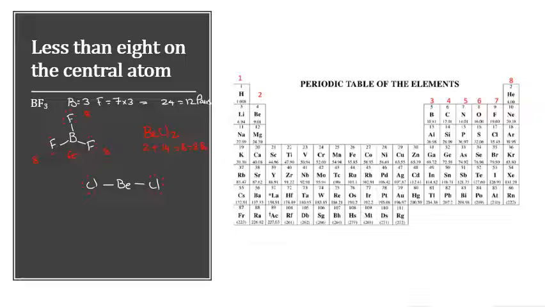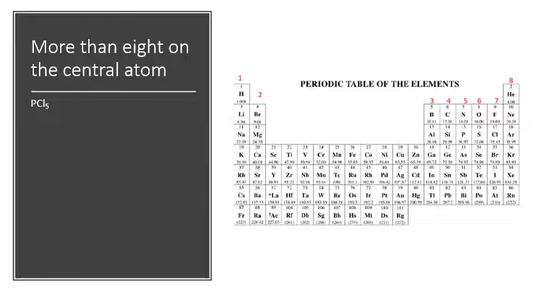So how many electrons are there on each? We have 8 here, we have 4 here, we have 8 here. That's okay for beryllium chloride as well because it is a very small element, and it is okay to have less than 8 electrons on the central atom. So if it is very small, it is okay. These 2 examples explain less than 8 electrons on the central atom.